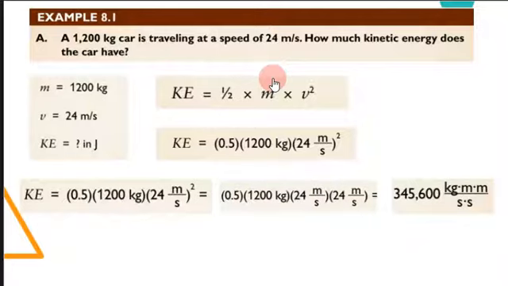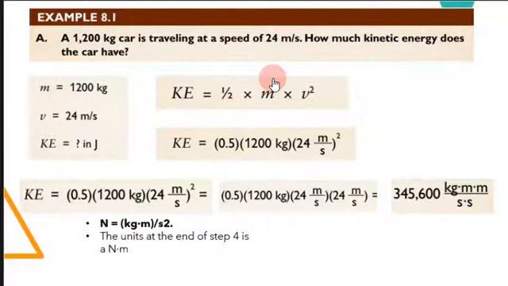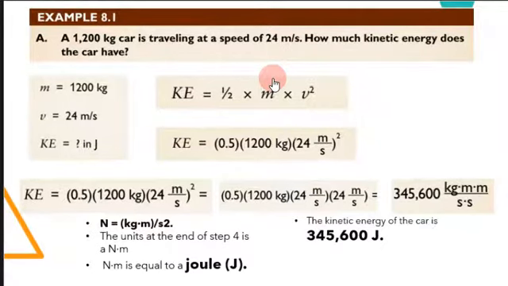What did you say? Not that. 345,600. Kilogram meters squared over seconds squared. So the units are going to be kilogram meter squared per second squared. And so we're going to see here that our Newton is kilogram meter per second squared. So the units at the end are Newton meters. And a Newton meter is called a joule. So our answer is the kinetic energy of the system, the car, is 345,600 joules.